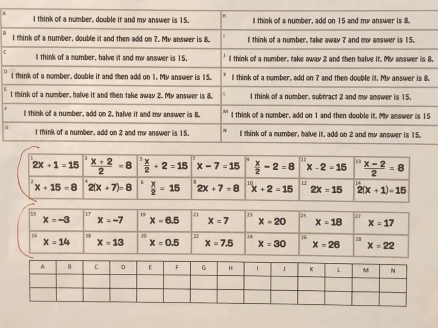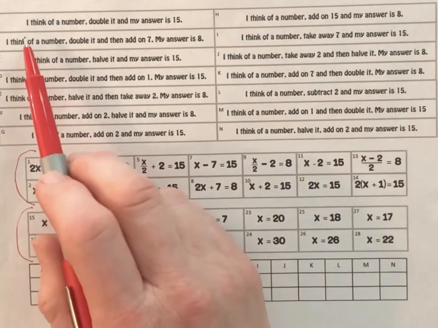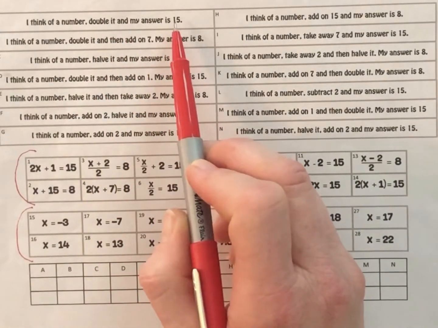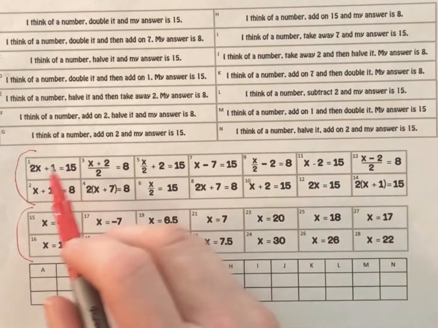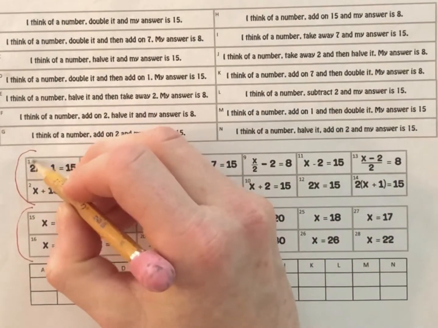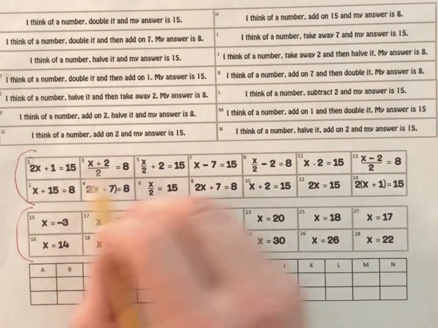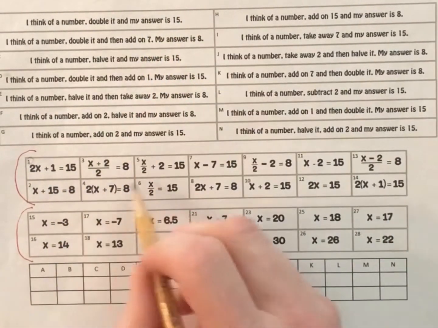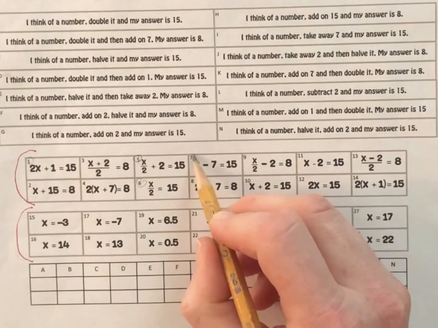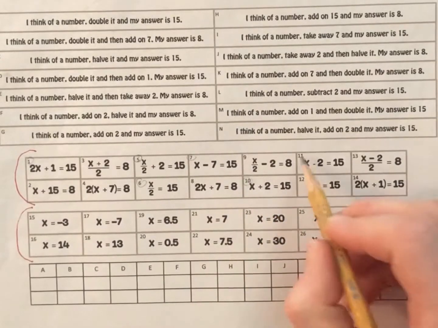So let's do A and B together to make sure you know exactly what it involves, and then the rest you're on your own. So let's see A. I think of a number, double it, and my answer is 15. Okay, I'm just gonna look down. 15, I got that one. My answer is, okay, so it's gonna be equals 15. Equals 15, might be that one, might be that one.